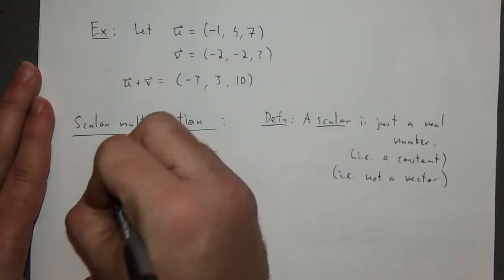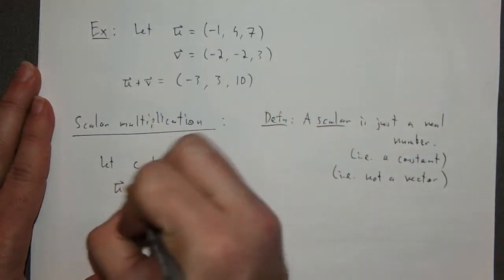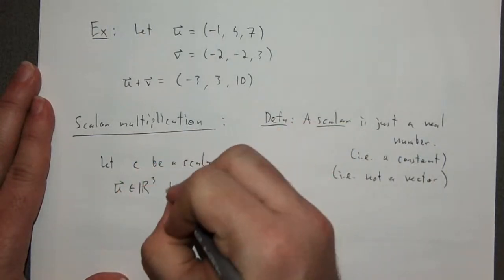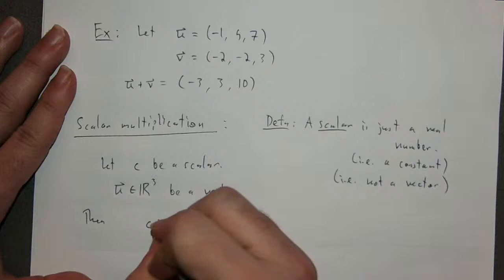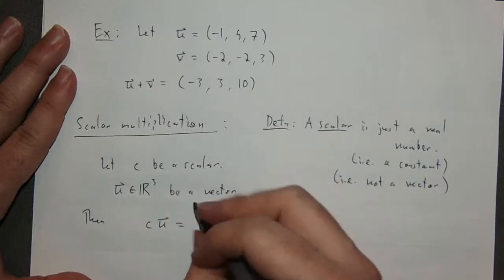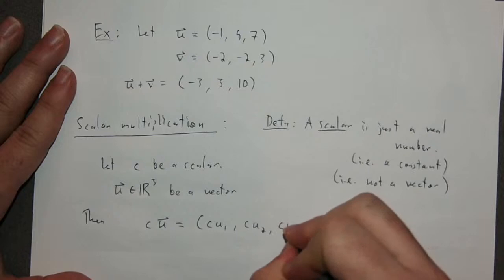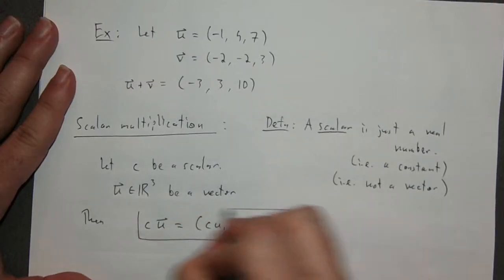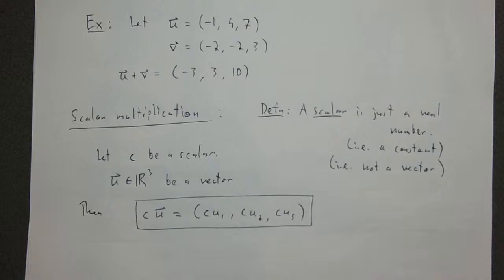And so what is scalar multiplication? Let C be a scalar, so it's just some real number, and U be a vector. We'll say it's a vector in R3. Then CU is, I'm going to use the same notation here, the vector where I have multiplied by C in every component. We'll do more examples of this when I actually want to see what it is that's going on geometrically. Okay. So there's scalar multiplication.